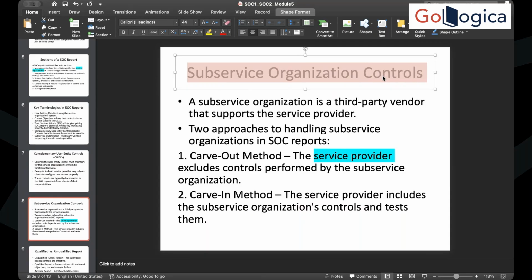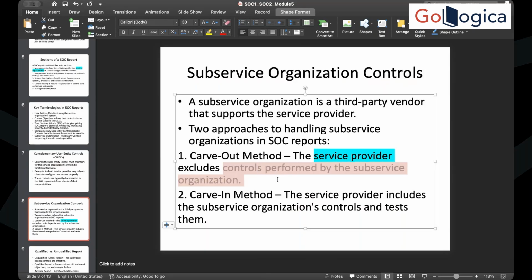So there are two approaches to handling sub-service organizations in SOC reports. One is the carve out method. Here we exclude the controls performed by the sub-service organization. We don't really bother about the controls at Azure. This is the carve out method. And then the carve in method, where we are bothered about what controls are there at my sub-service organization. Make sense? Yes.